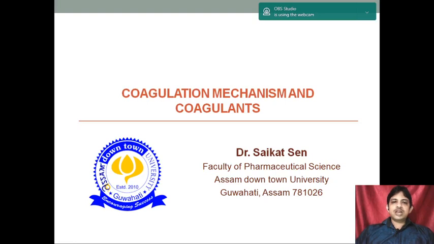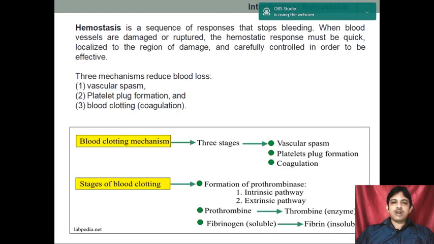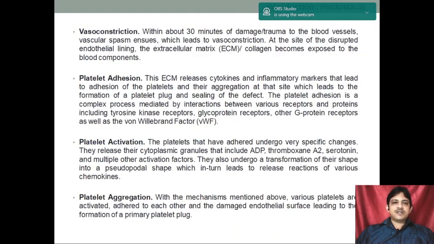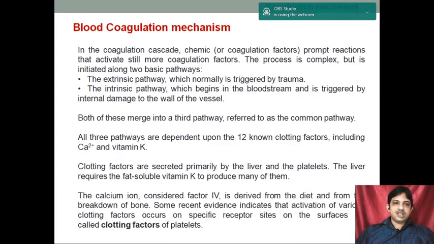Good morning. In this next video, we are going to discuss the coagulation mechanism and coagulants. Already we have seen the blood clotting mechanism. It occurs in three stages: vasoconstriction, platelet adhesion, activation, and aggregation, which we have discussed. Now, coming to this particular video, the blood coagulation mechanism.